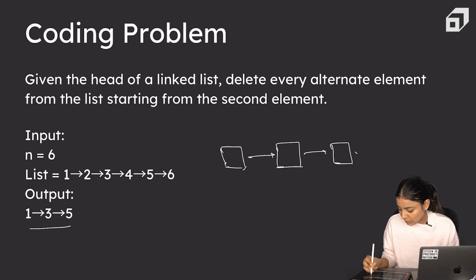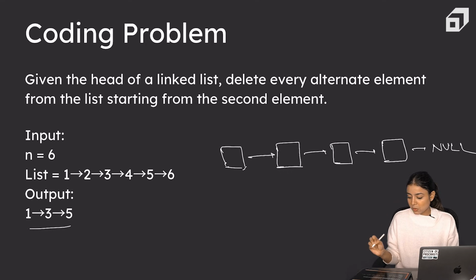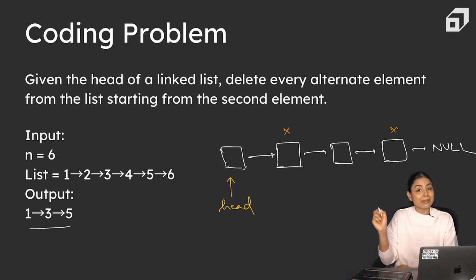Let's start with 4 elements. If we're given 4 elements, and we need to delete every alternate element starting from the second element, meaning we need to delete this one and this one. Obviously the head of the linked list will be given to us. So we need to delete the element that is after the head.